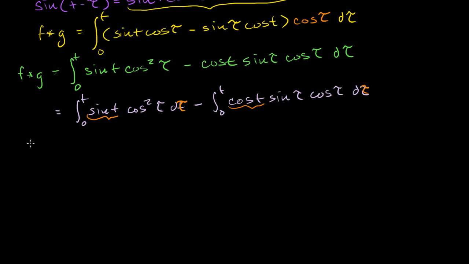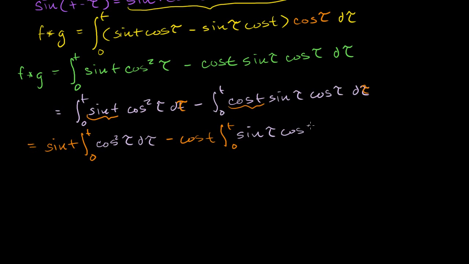So this is equal to sine of t times the integral from 0 to t of cosine squared of tau d tau, and then minus cosine of t, that's just a constant, I'm bringing it out, times the integral from 0 to t of sine of tau cosine of tau d tau.